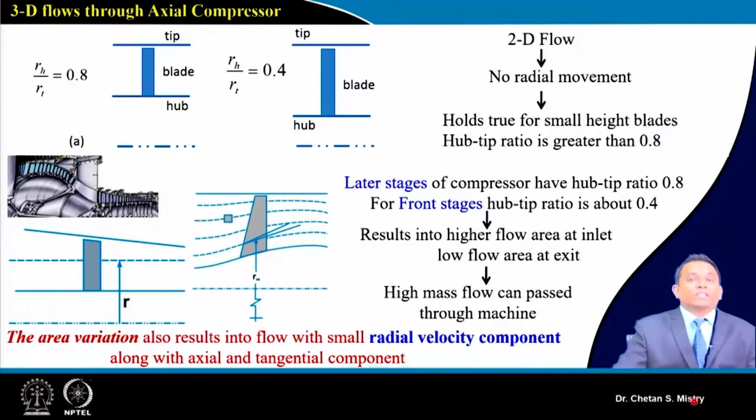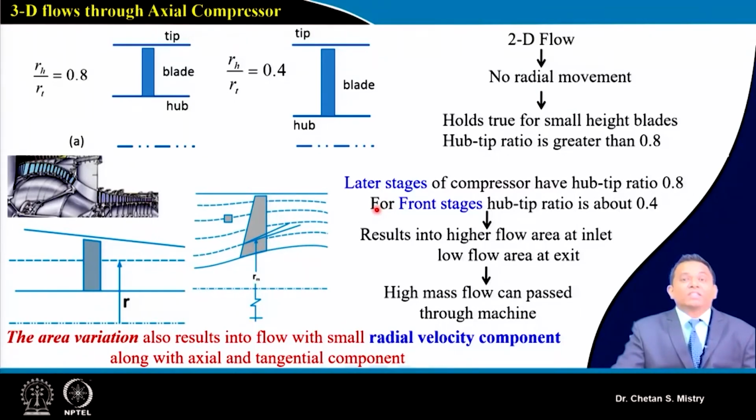This is what we were discussing in our week 3. Let's introduce the parameter. We were discussing the hub to tip ratio. We have realized a hub to tip ratio of 0.8 and a hub to tip ratio of 0.4. In the later stages of a multi-stage axial flow compressor, we will have this hub to tip ratio in the range of 0.4. On the front side we will have our hub to tip ratio in the range of 0.8.